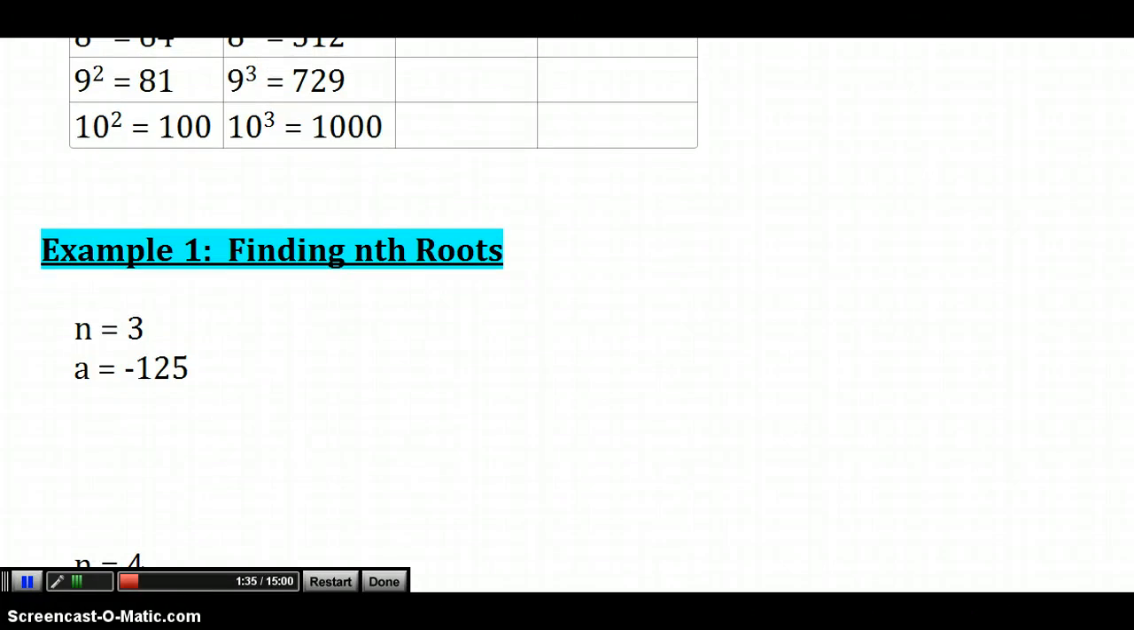Now when we're dealing with these, in the nth root, the n is going to be your root, and the radicand, or the number under the radical, is going to be denoted a. So when they say n equals a certain number, a equals a certain number, n is the root, and a is your radicand, or the number under the radical. So here they want us to find the cube root of negative 125.